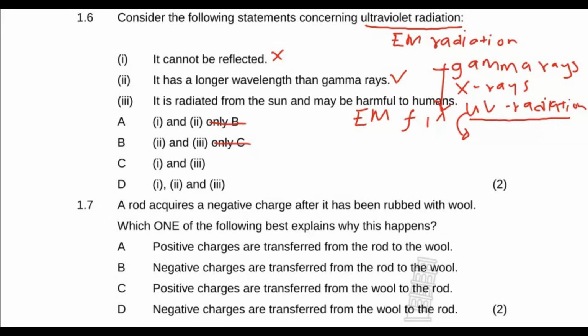It is radiated from the sun, that is true, and may be harmful to humans, that is also true. So UV radiation can be divided into UVA, UVB, and UVC. And some of this radiation can be harmful to humans if we come into contact with it. So we said that options 2 and 3 are true. So which one is that? It is 1, 2, and 3... I mean the correct option is B.